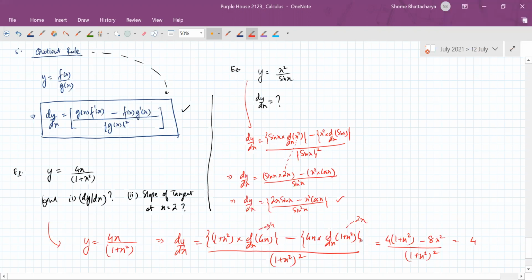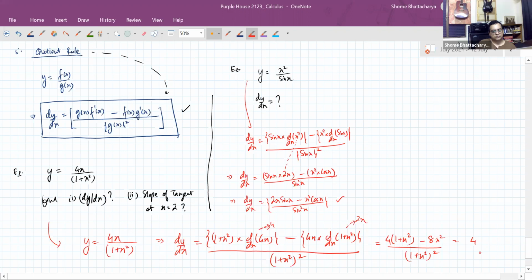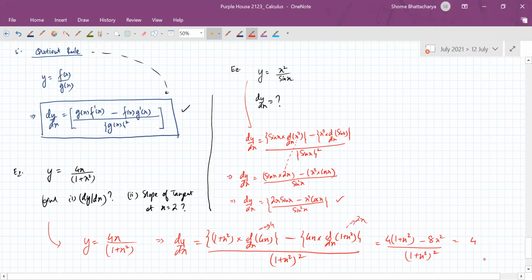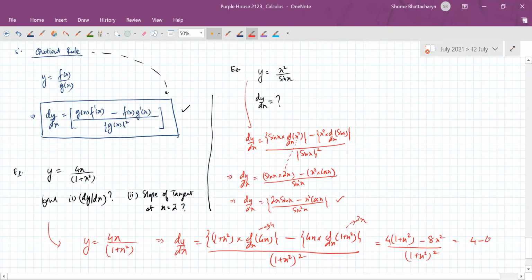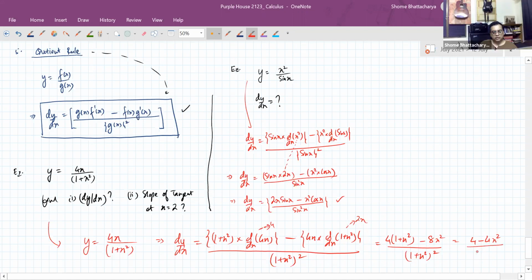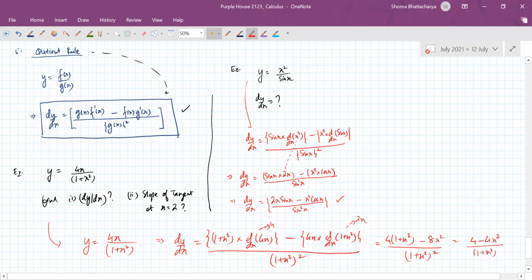Sir, can you explain how you got the derivative of 1 plus x square? Very simple. Take the differentiation operator inside. So what is the derivative of 1? Tell me, beta, what is the derivative of 1? 0. And what is the derivative of x square? Sir, 2x. So done, no? Got it? Yes, sir. Understood now?